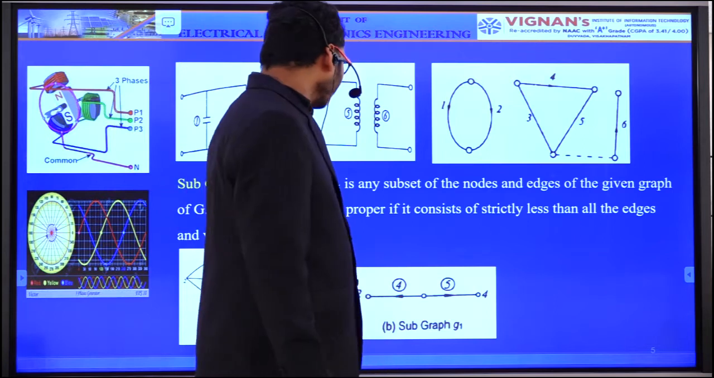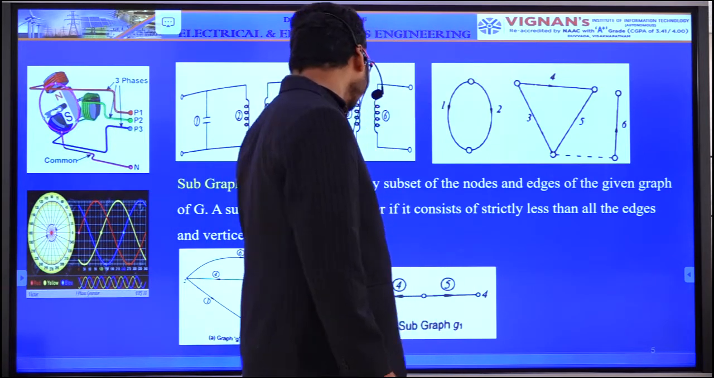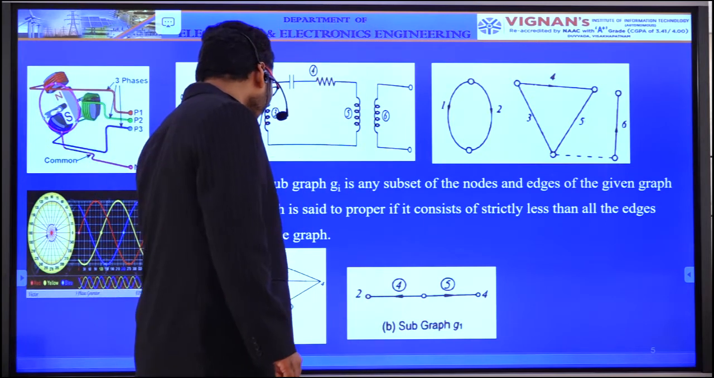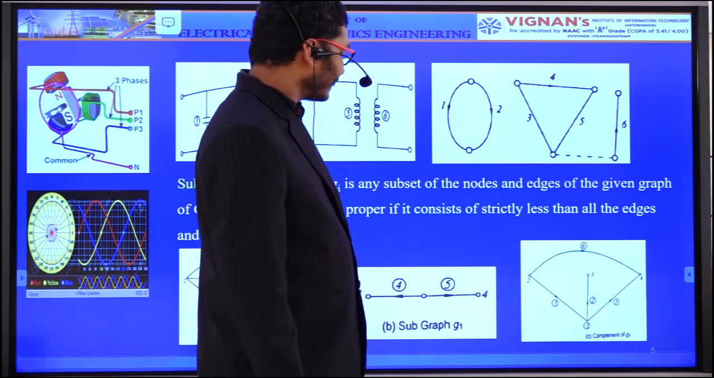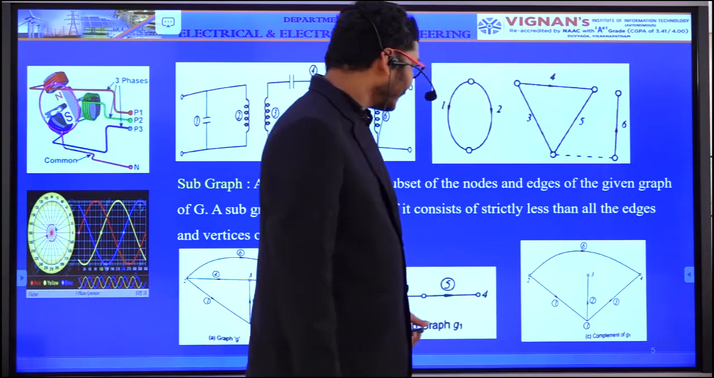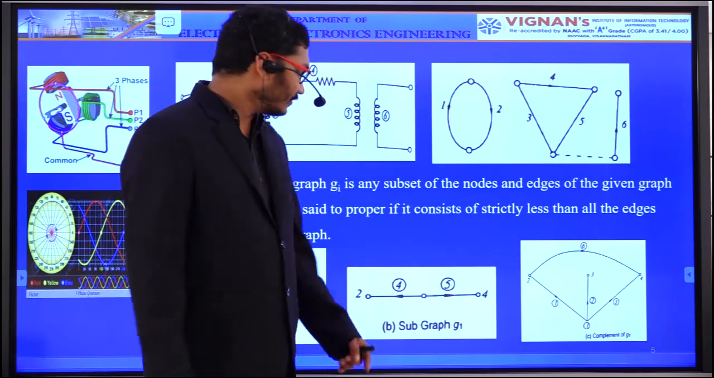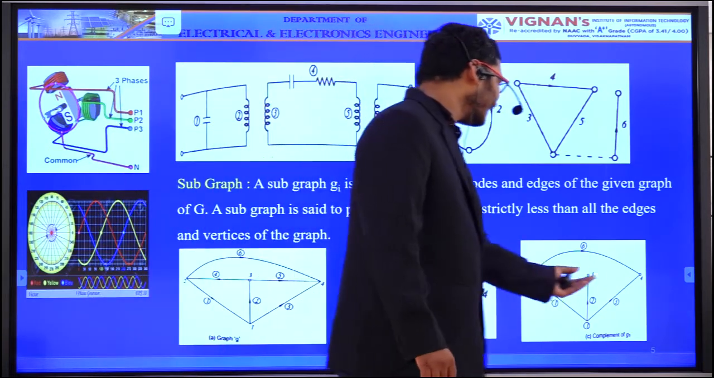So complement means, for this graph, what is the complementary? Opposite to this we call the complementary. This we call the complementary graph for this graph. For this subgraph, this is the complementary graph. You can also say this is one subgraph, this is another subgraph.